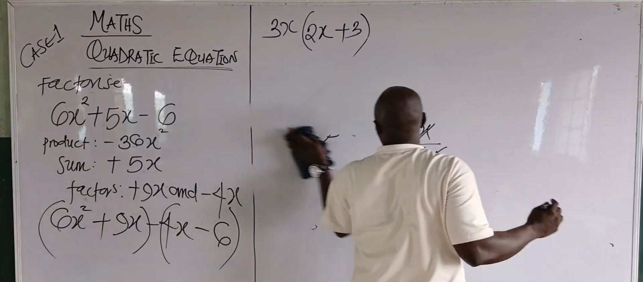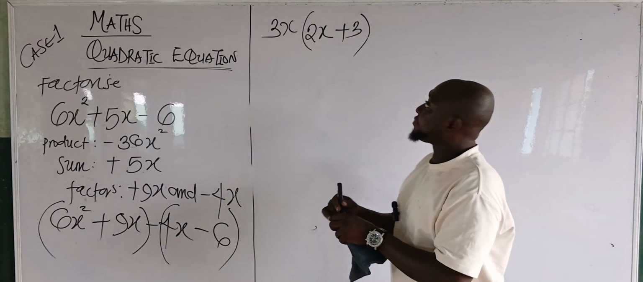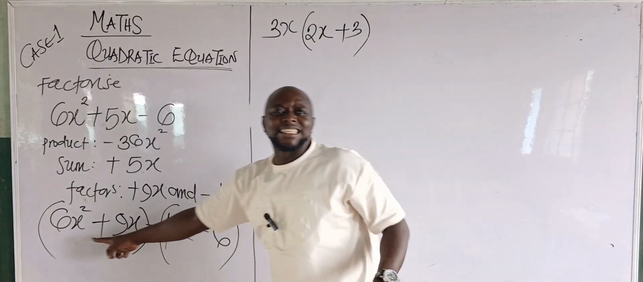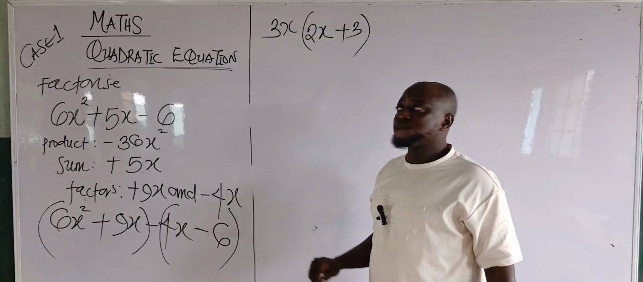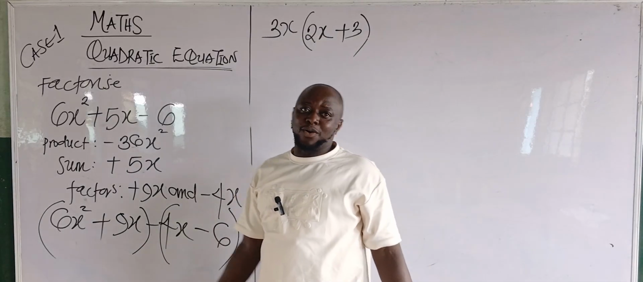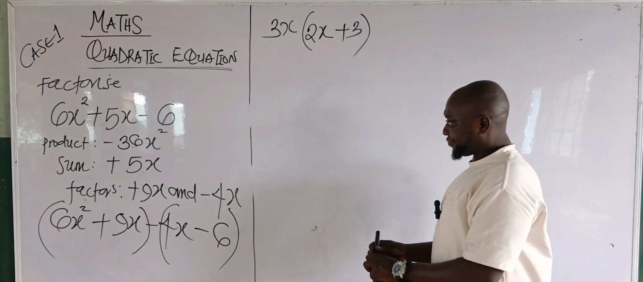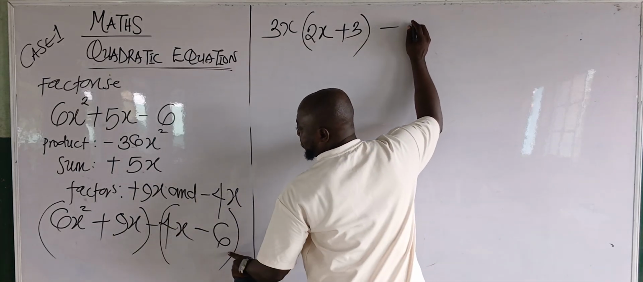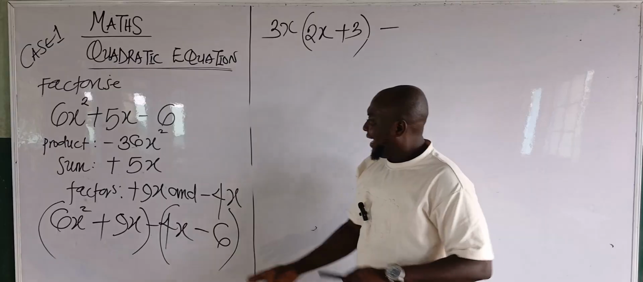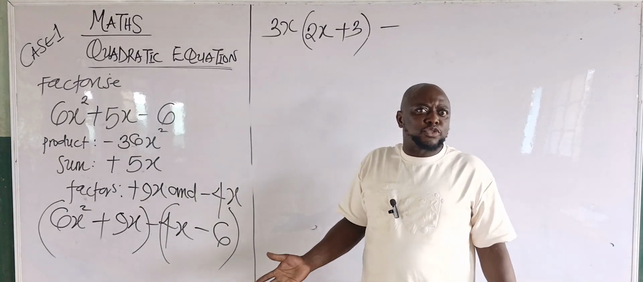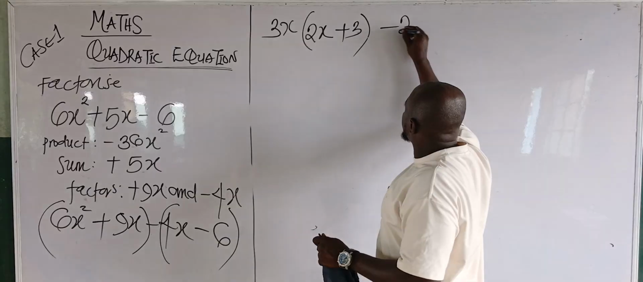Now let's check if that variable is correct. So 3x times 2x will give us 6x squared. Correct. 3x times 3 here will give me 9x. Correct. You see how it works. Minus here. What is common in both places? Check. Here is 4, here is 6. Something can divide 4 and 6. It's 2. So bring the 2 out.